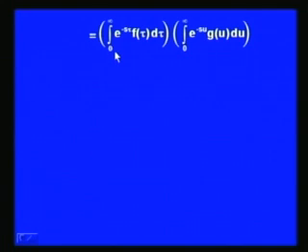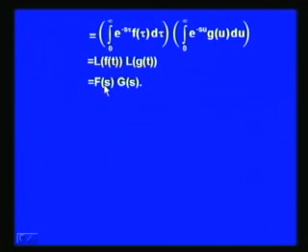The last double integral is then equal to the product of these two single integrals: integral 0 to infinity e to the power minus s tau f(tau) d tau, and then integral 0 to infinity e to the power minus s u g(u) du. This integral is the Laplace transform of f(t) and this integral is the Laplace transform of g(t), which is equal to F(s) into G(s).